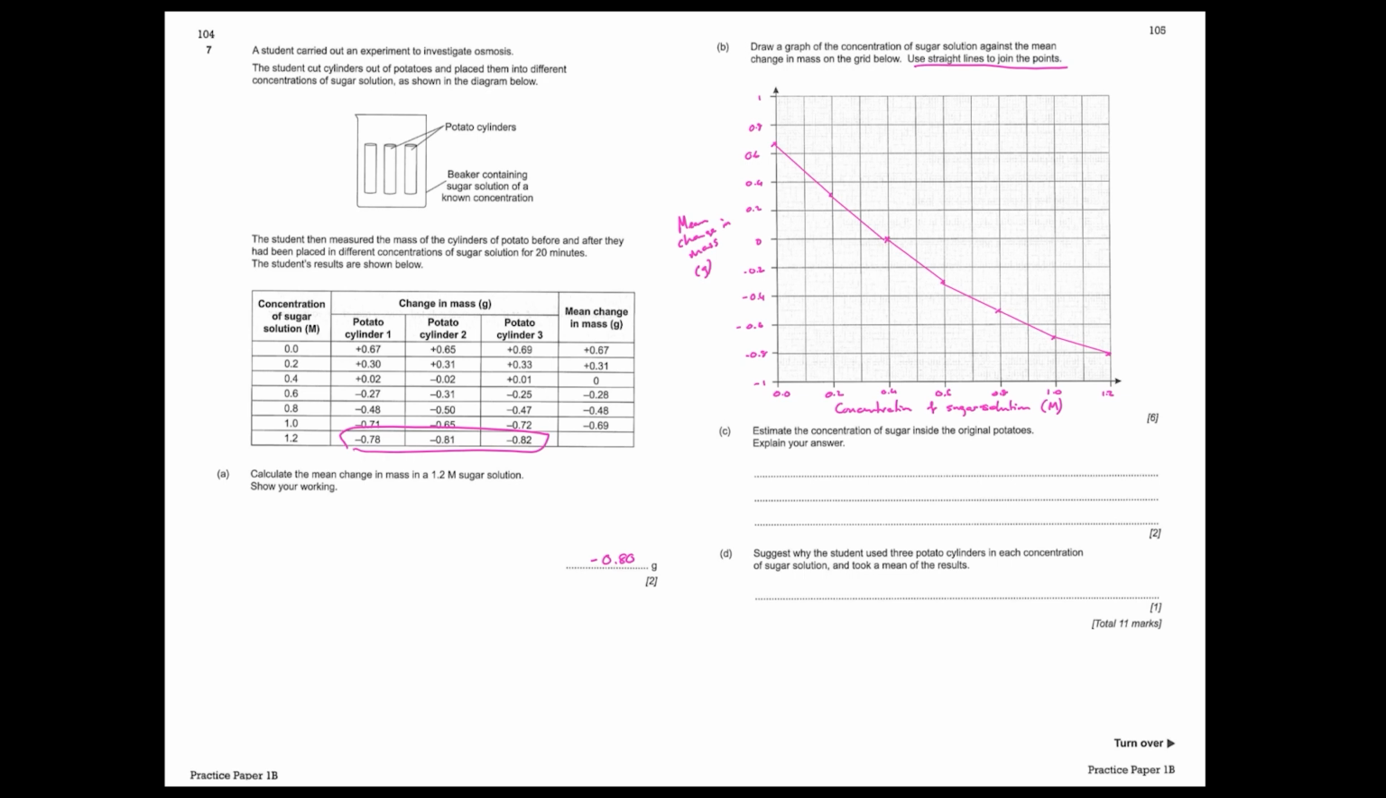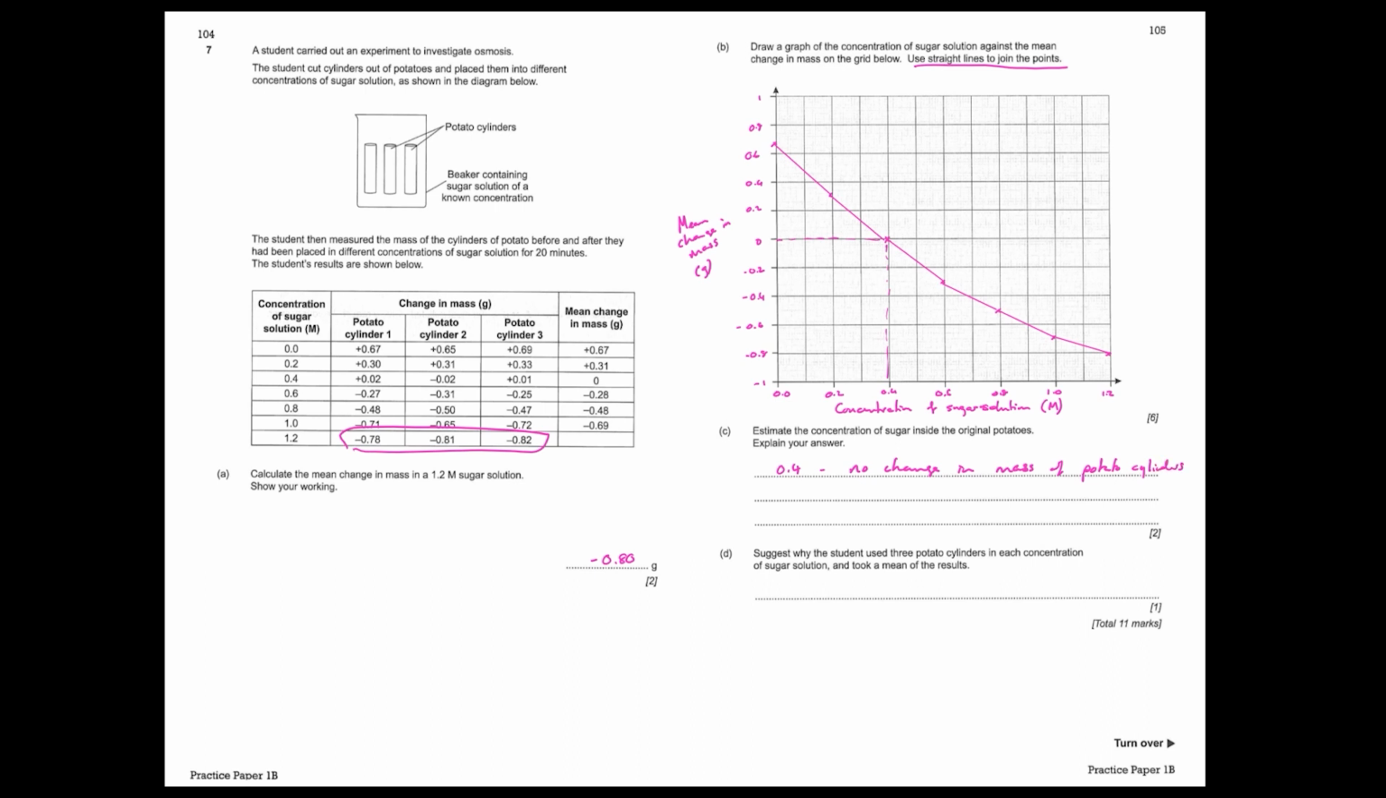Estimate the concentration of sugar inside the original potatoes. Explain your answer. Okay, our estimation here is it's going to be 0.4 because that's the point where there is no change in mass. That tells us the water potential is the same on the inside of the potato cells as it is in the solution in which those cells are bathed. So this is just going to be a read off the, well, we don't really need to read it off the graph because it's in our results table, but we'll say 0.4 because there is no change in mass of the potato cylinders.